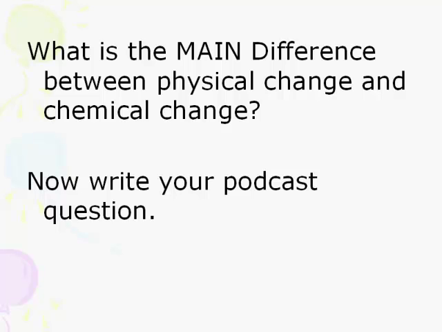To sum up, what is the main difference between a physical change and a chemical change? A chemical change always involves the creation of a new substance. Physical changes do not. Now write your podcast question and we will see you in class.